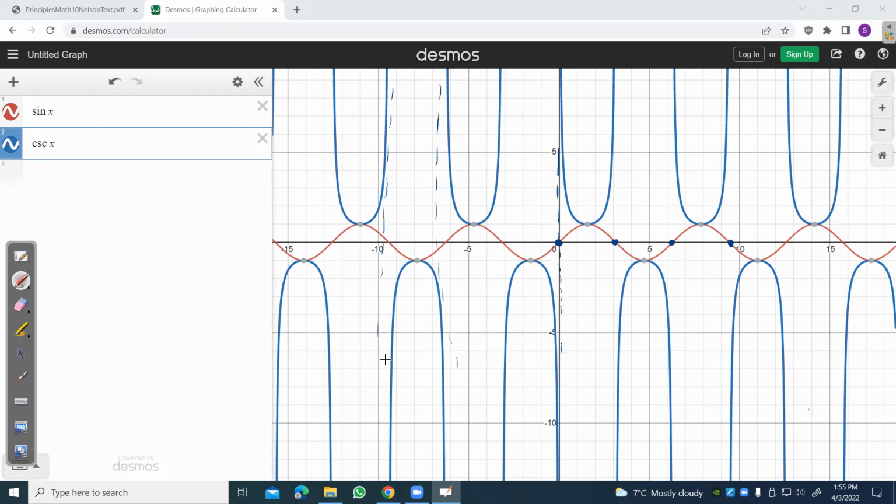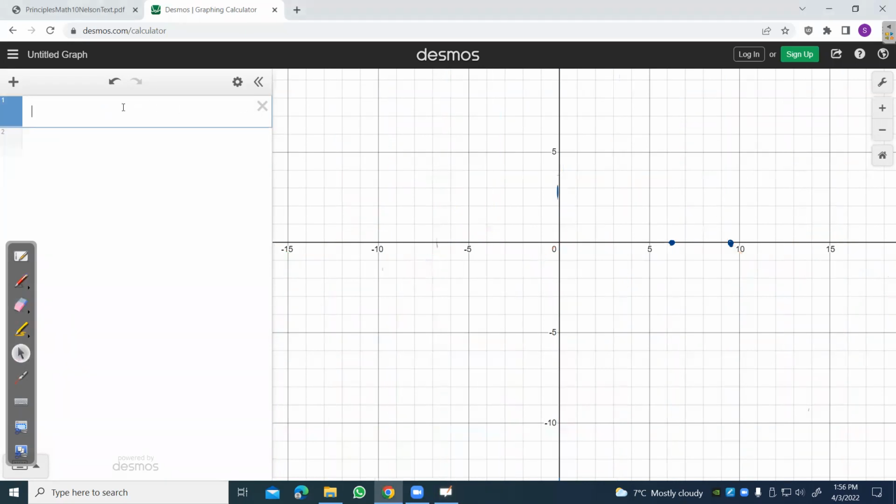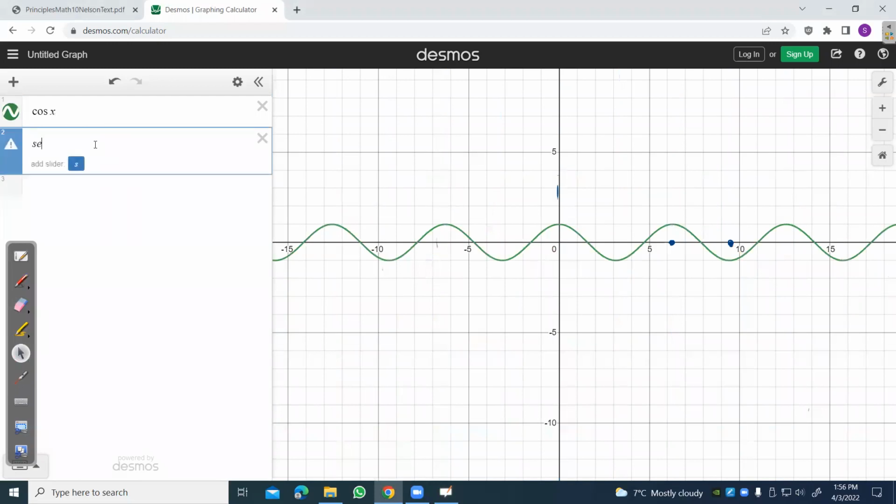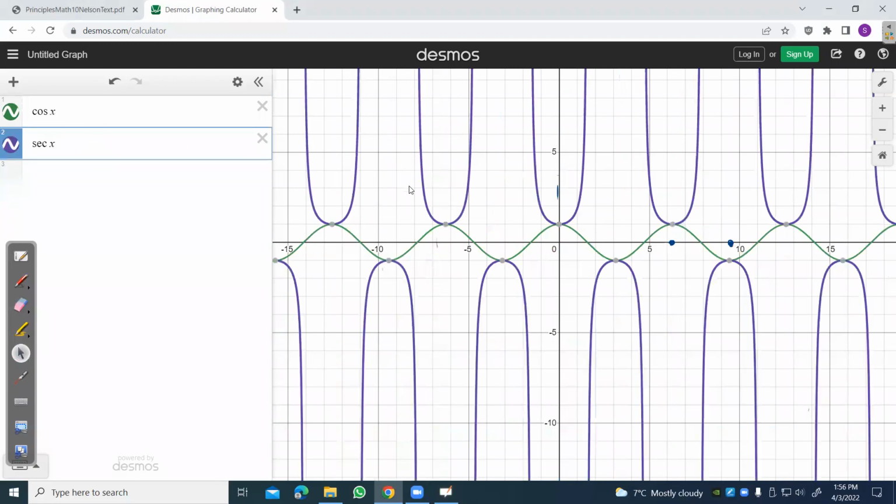And that is the secondary trig ratio, cosecant of x. Same thing with the sine, cosine. The primary ratio is called cosine of x, yeah? And the secondary ratio is called sec. It's also going to look very similar. It's going to be a bunch of upside down curves. Boom.